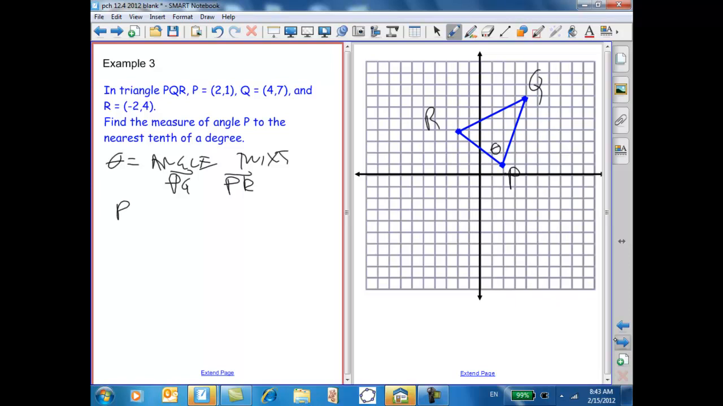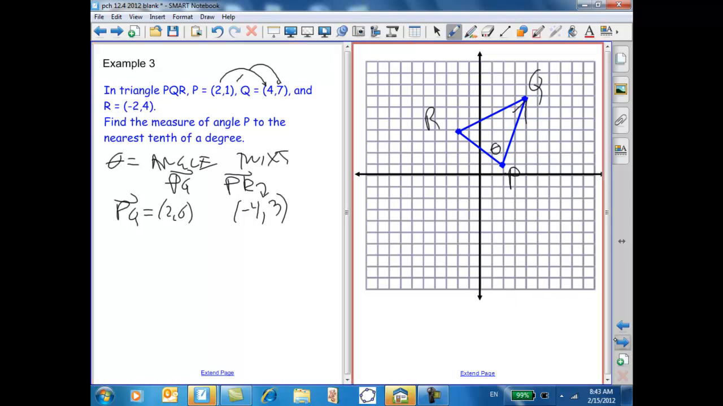And it's not hard to find PQ. From P to Q is 2, 6. Do you see how I eyeball that from the change? You're going 2 in the X and you're adding another 6 on the Y. PR, you're going from 2 to -2, so that's back 4, and 1 to 4 is up 3. So PR equals -4, 3. And that bears out in our picture here, okay? So there's PQ and there's PR.